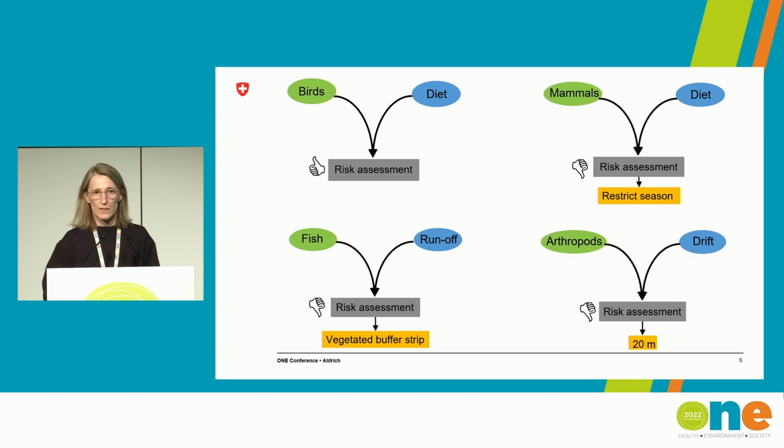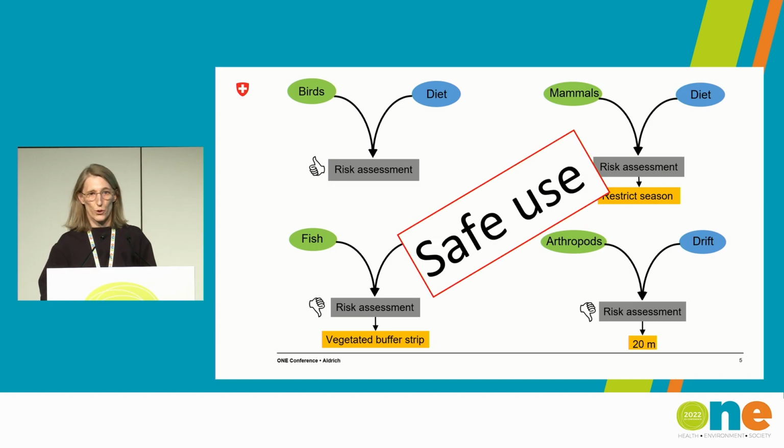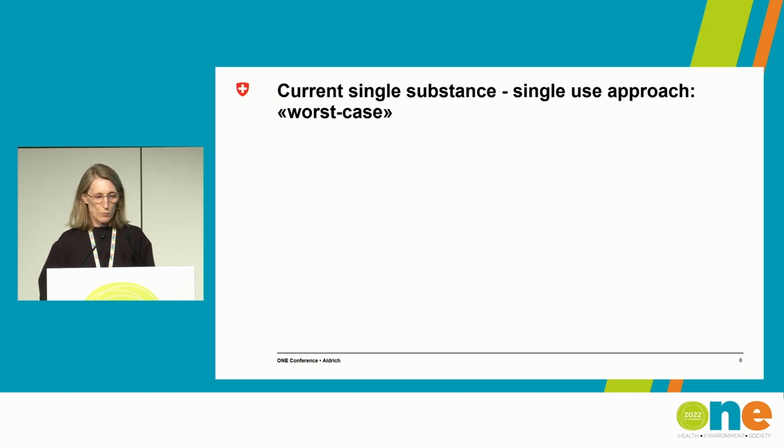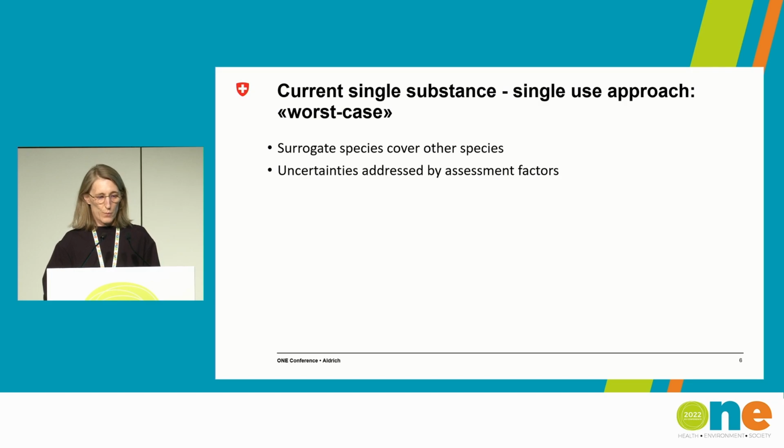So the outcome of this assessment is that we can manage single substances by imposing risk mitigation measures to address single exposure routes to protect single groups of organisms. And this is what is defined as a safe use. The justification of this very simple process, the single substance, single use, is a so-called worst-case approach. The surrogate species are assumed to cover the sensitivity of other species. The unaddressed aspects or uncertainties are assumed to be covered by the use of assessment factors. And a stepwise tiered approach is considered to be very resource efficient and focuses on the areas of concern.